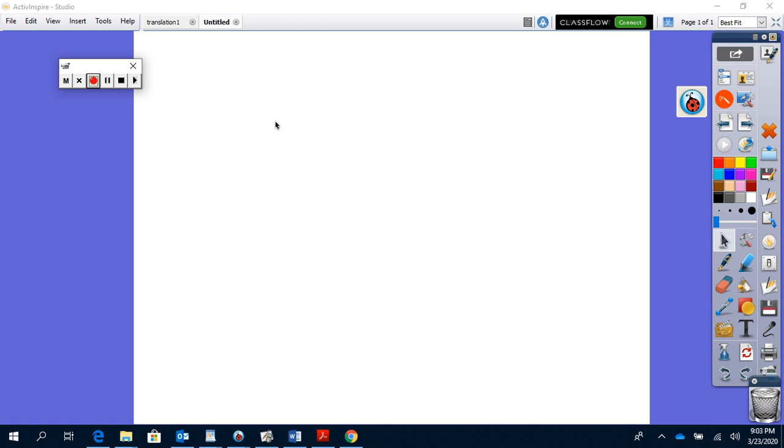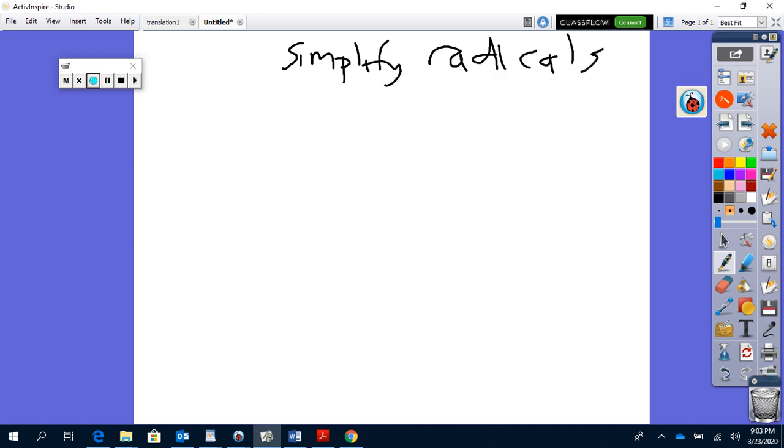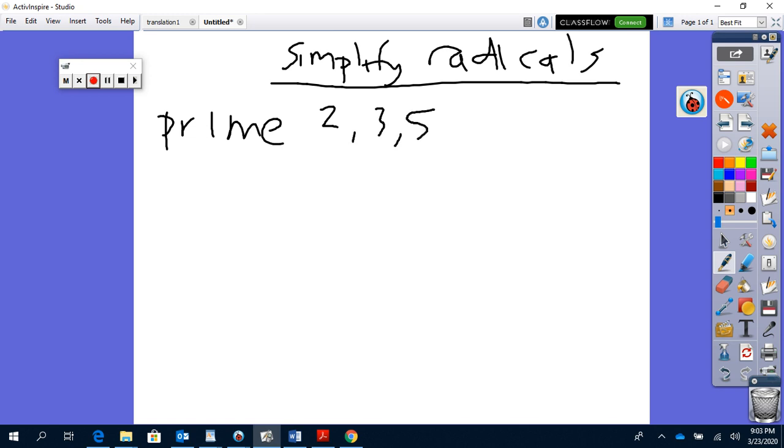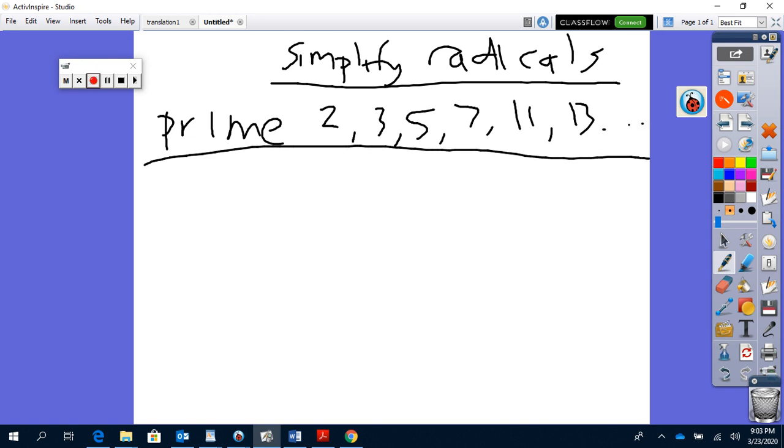What we'll do now is we're going to simplify radicals. And to remind you, prime numbers have two factors, 1 and itself. So the prime numbers are 2, 3, 5, 7, 11, 13, and so on. When we're simplifying radicals, we're going to generally use what's called a factor tree. So let's give some examples.